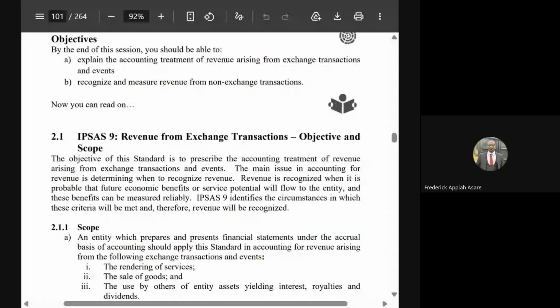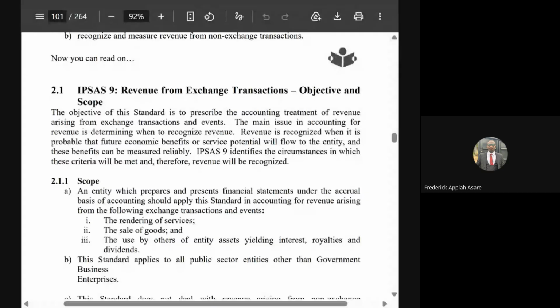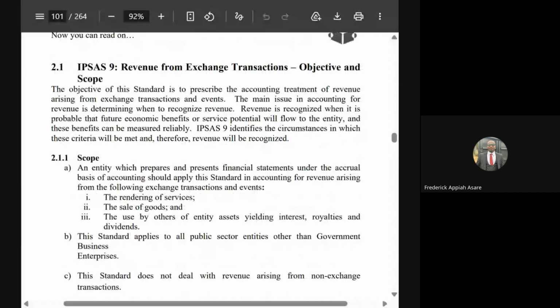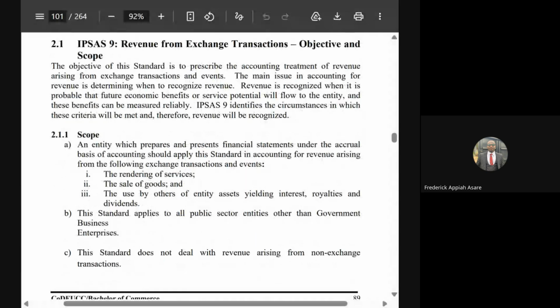So IPSAS 9, that is revenue from exchange transaction, objective and scope. I've already told you that we use the IPSAS when it comes to public sector accounting. And one of the key standards that they use is the IPSAS 9. The objective of this standard is to prescribe the accounting treatment for revenue arising from exchange transaction.